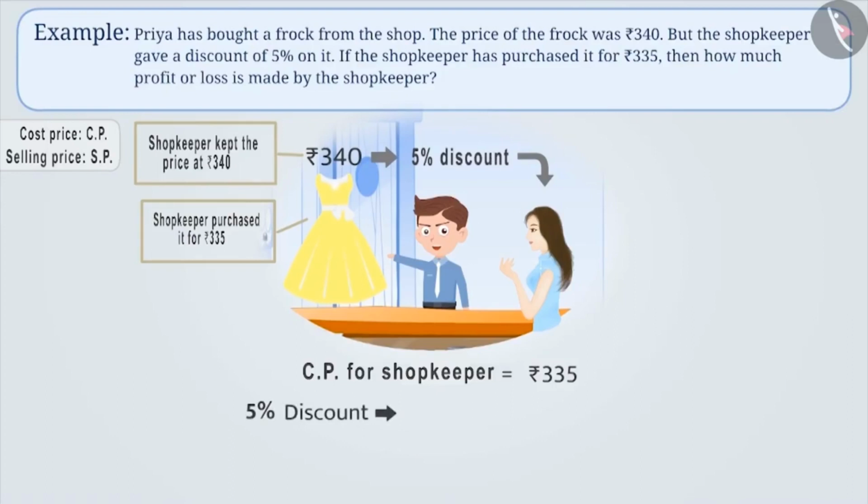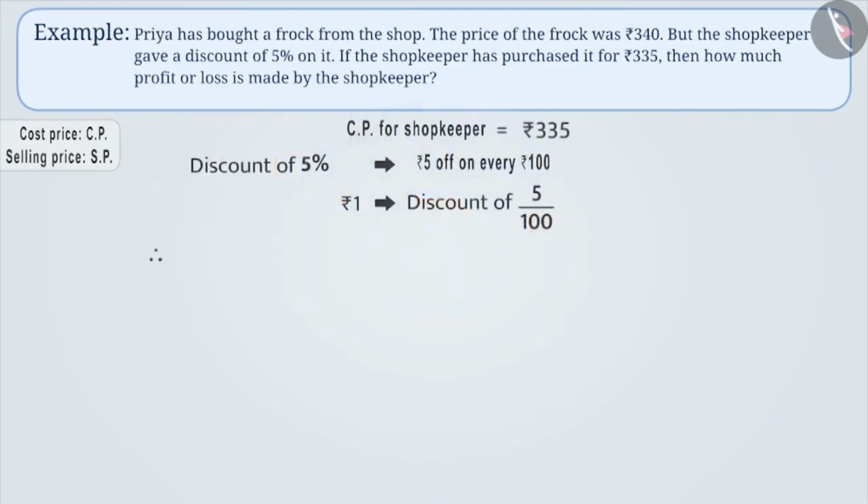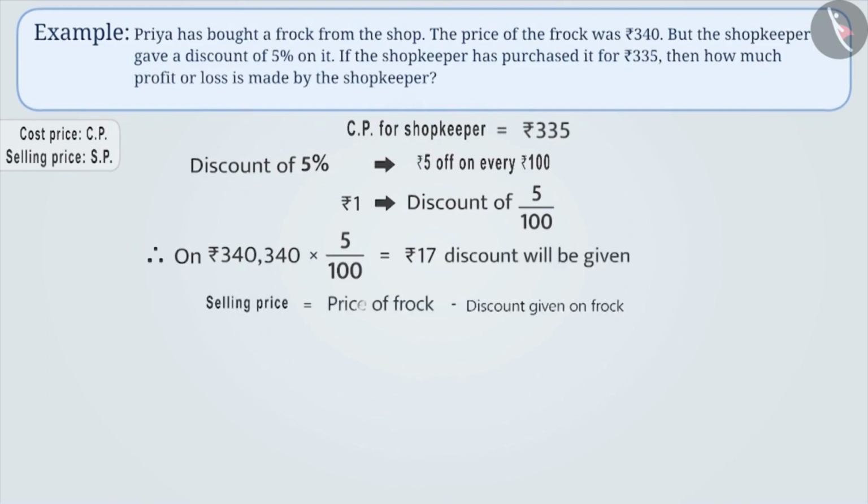Here, 5% discount means rupees 5 off on every 100. That means discount of 5 by 100 on rupee 1. So on rupees 340 into 5 by 100 is equal to rupees 17 discount will be given. Therefore, subtracting discount from the selling price of the frock gives the discounted selling price of the frock. Thus, the selling price will be rupees 340 minus rupees 17, which is equal to rupees 323.